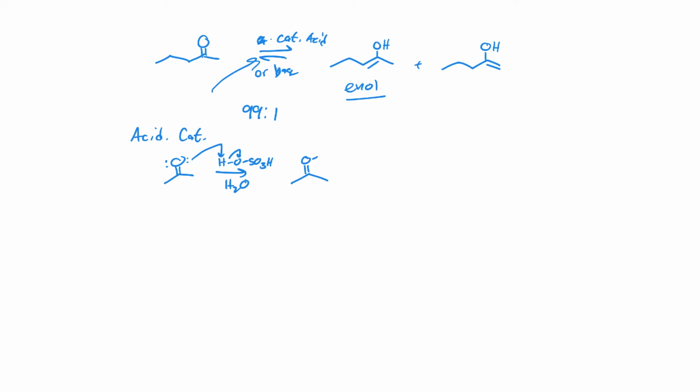As we saw in the ketones and aldehydes chapter, that makes this a better electrophile. We could then take water, remove the alpha hydrogen from the ketone, the protonated ketone, and we end up with this molecule. And this is the enol. And the enol has a resonance form that would look like this.